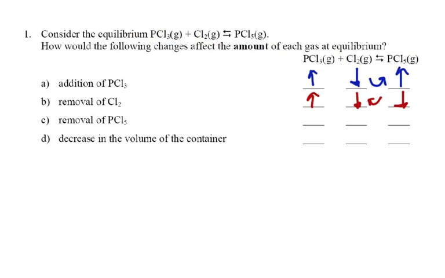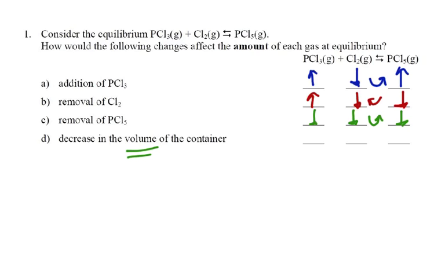Removal of PCl5, that's the one on the right. Okay, if I remove it, there's not enough PCl5, we're going to shift to the right to make up for it. Because we remove it, this goes down, but the other two follow the scoopy arrow, so it's down, down, down. Now I decrease the volume of the container.